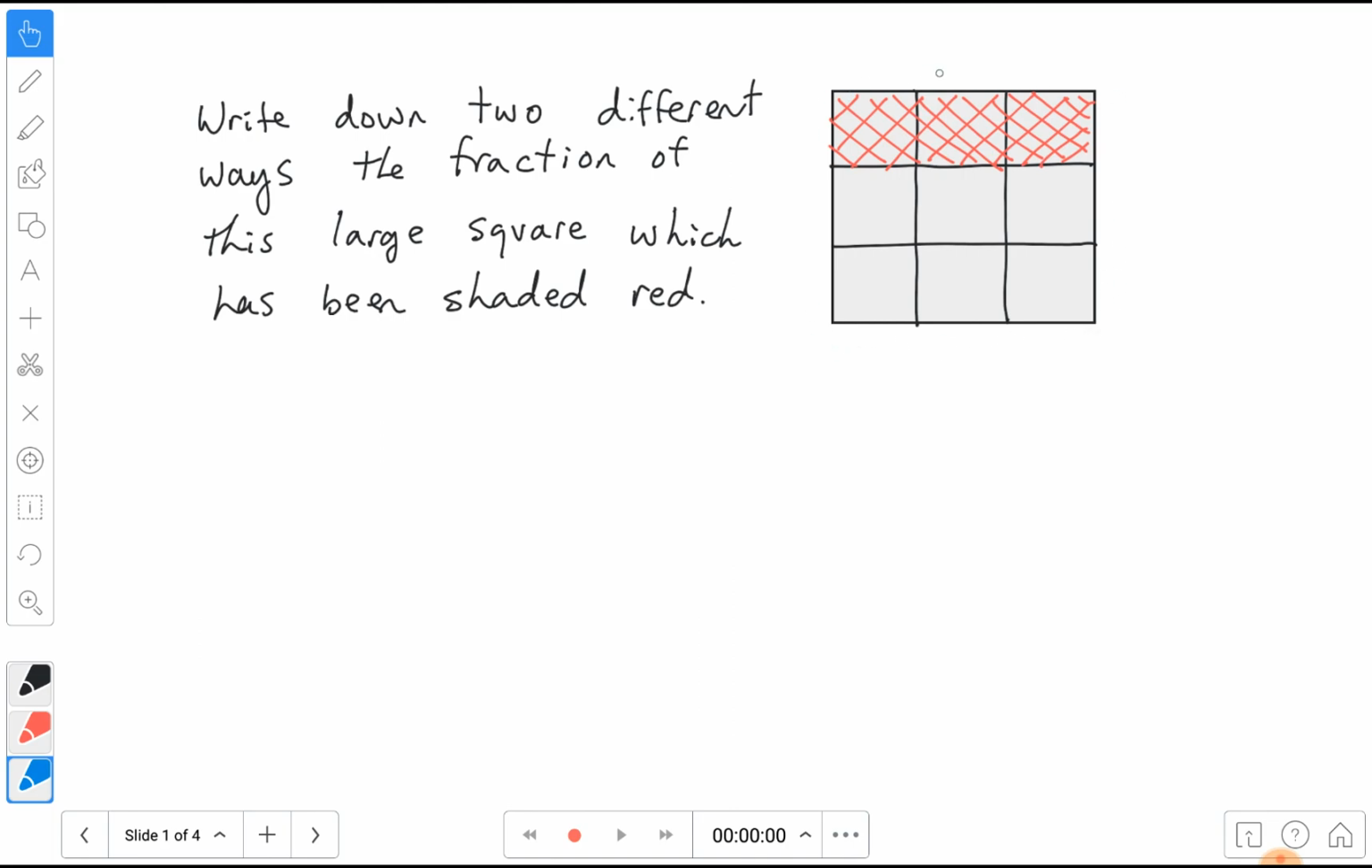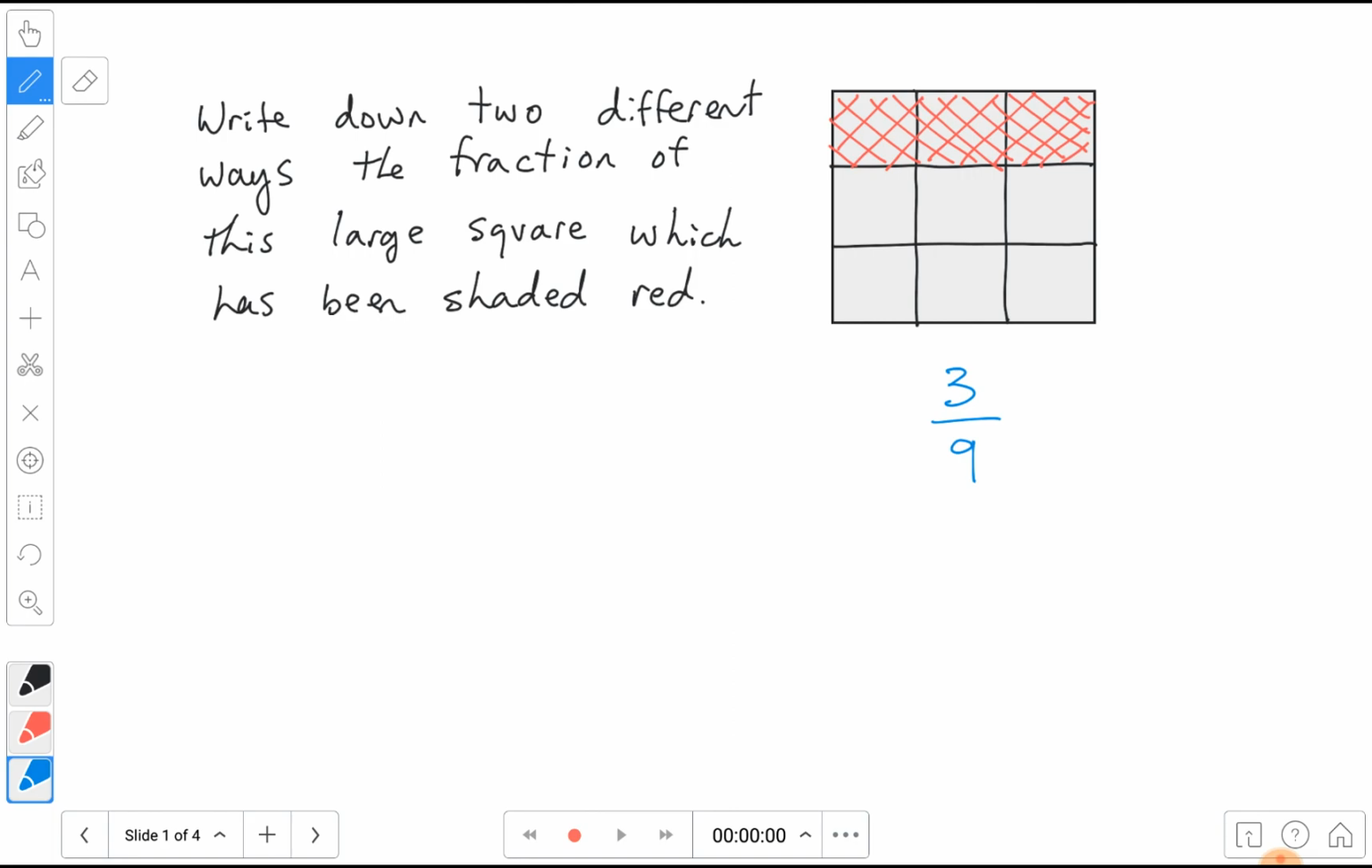So that means the denominator will be 9. There will be some amount of ninths that is shaded for this picture, so we'll put 9 on the bottom of our fraction. Now the numerator: when we're looking at ninths, we just count how many have been shaded red. There are 1, 2, 3 shaded red. So 3 out of 9 for this square have been shaded red.